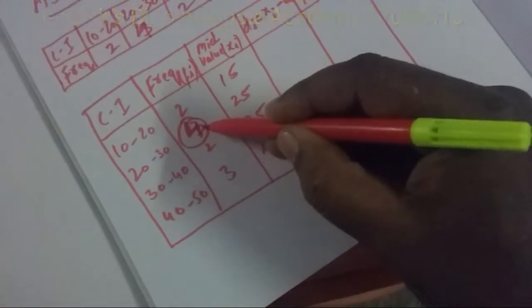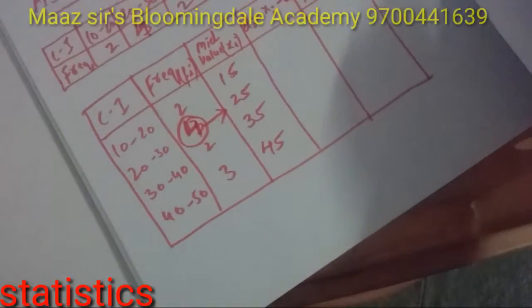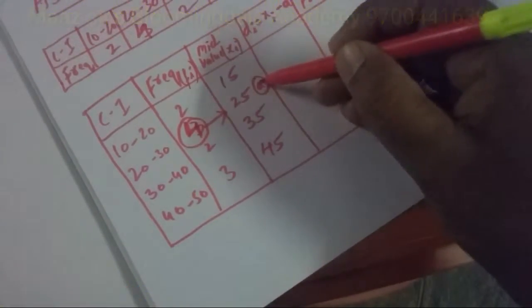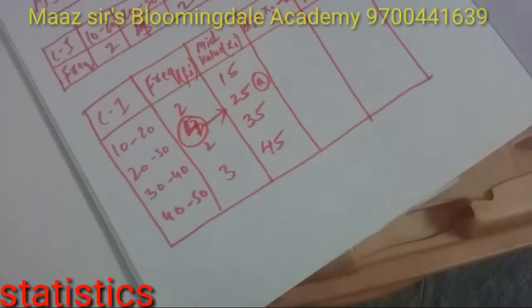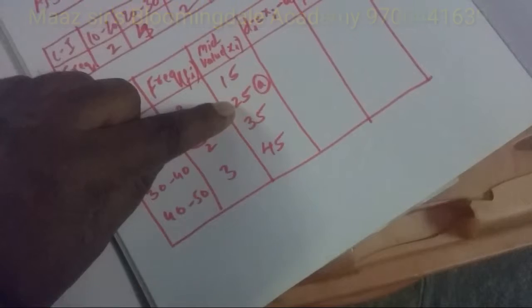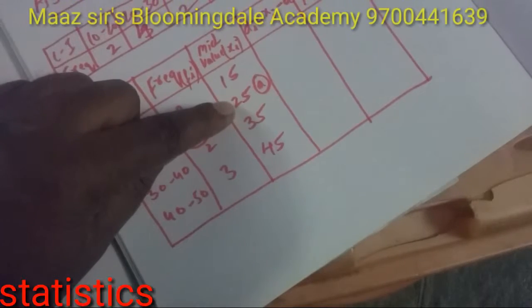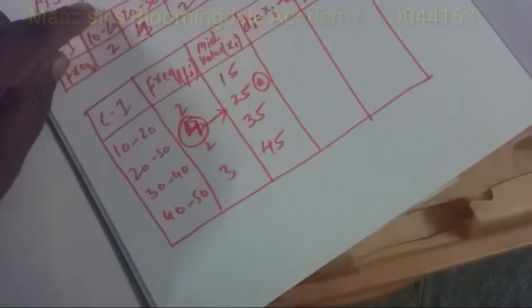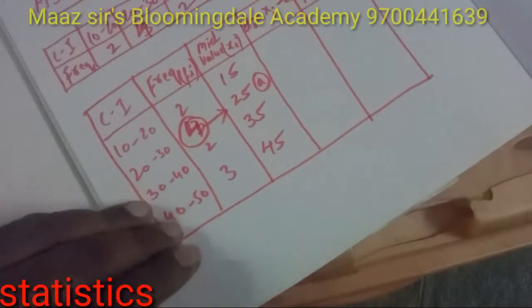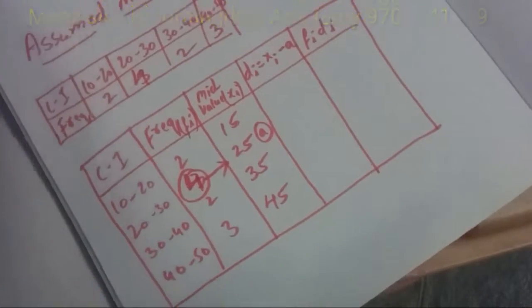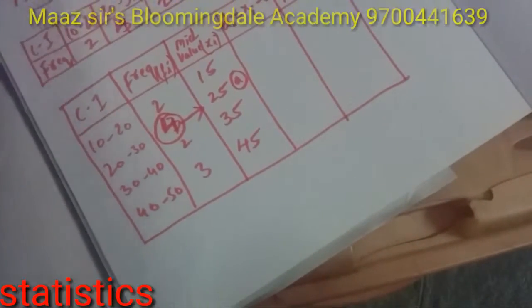So just next to it, this will become your assumed mean, that is, next to the bigger frequency will be your assumed mean. So first of all you have to find out the assumed mean. Why? Because the method is assumed mean method. You are finding out the arithmetic mean by using assumed mean method.